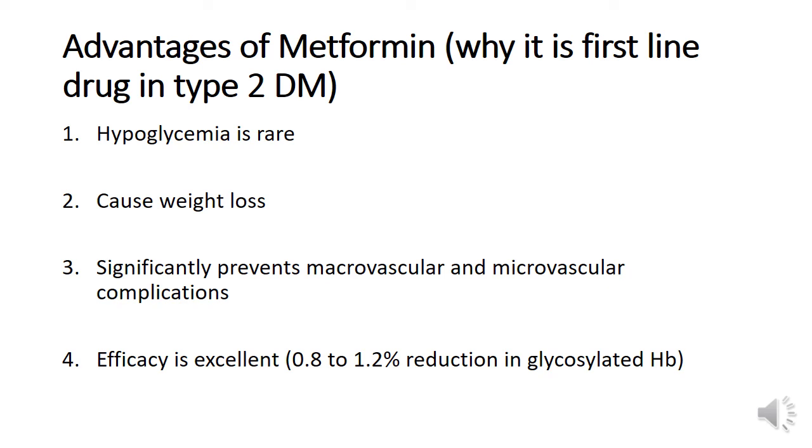Number 4, metformin's efficacy is excellent. There is a 0.8 to 1.2% reduction in glycosylated hemoglobin levels with metformin, and this is par excellence for any anti-diabetic agent.